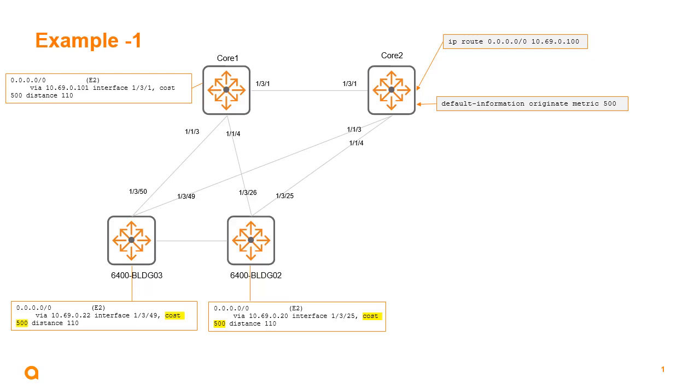Of course, now that the route is in the neighbors' routing tables, the adjacent neighbors to switches building 3, building 2 and core 1, but excluding core 2 as the originator, would also receive the default route as part of the route advertisement. And the metric will be accumulated as appropriate depending on the OSPF link cost between those nodes.